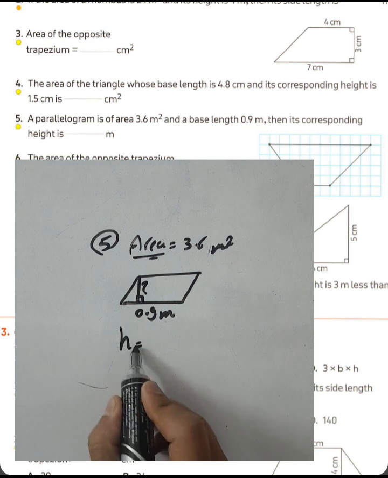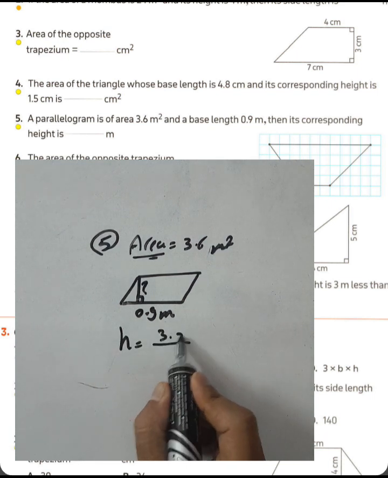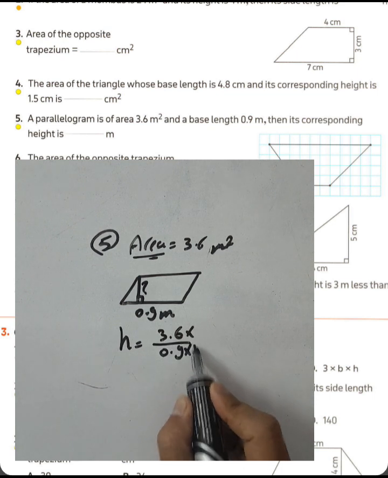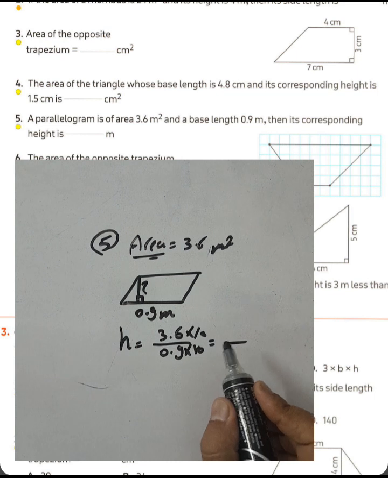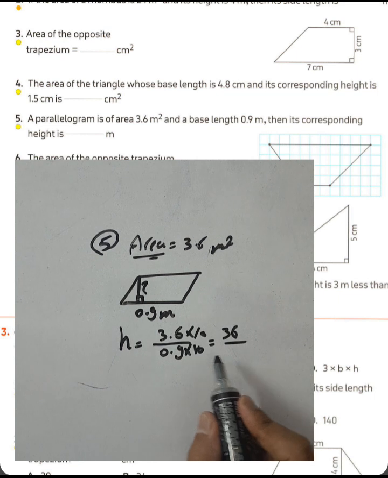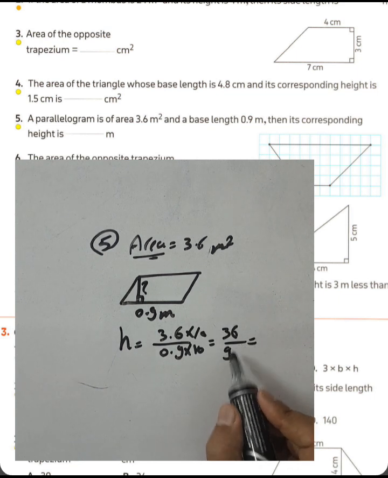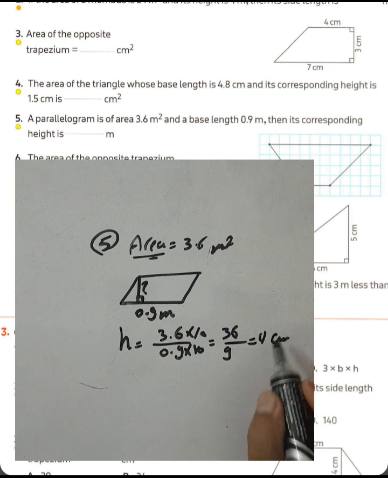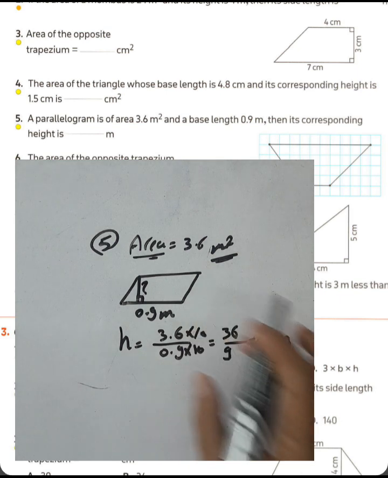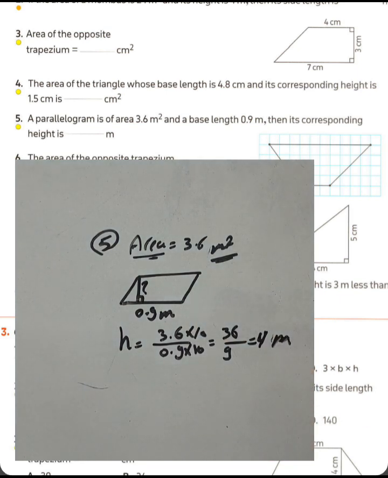Then we can find the height by dividing the area 3.6 by 0.9, and we can cancel the decimal point by multiplying numerator and denominator by 10. 3.6 times 10 will be 36 over 0.9 times 10, which is 9. 36 divided by 9 is 4. Then the height here will be 4 meter, because it was square meter and here meter, so the result will be 4 meter. Okay, that was question number 5.